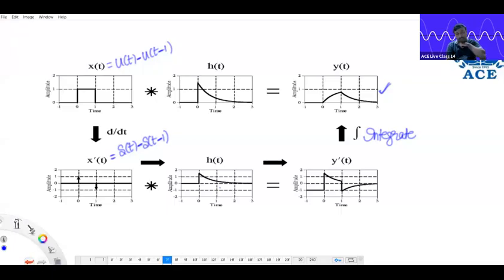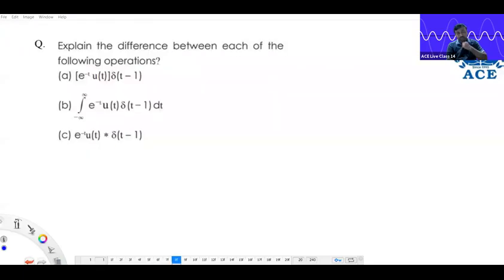Okay, moving to next slide. Please think of and answer me this question. Explain the difference between each of the following operations. They are nothing but the three properties of impulse. First two properties we have learned in the first class. Third bit just now we started.